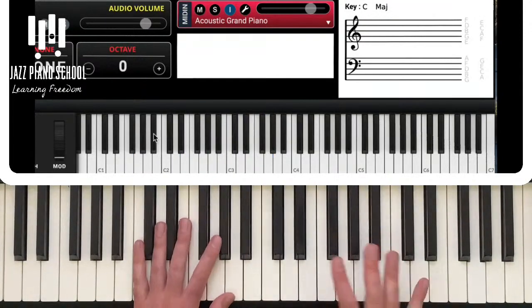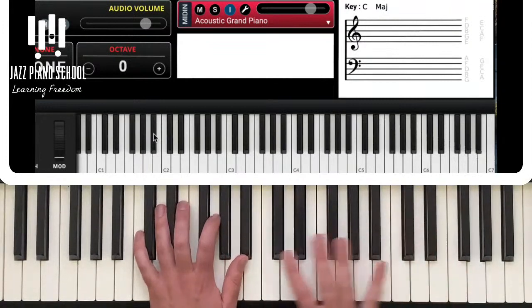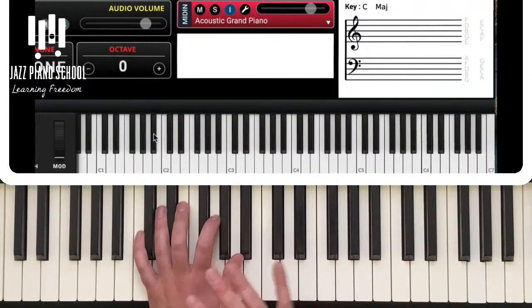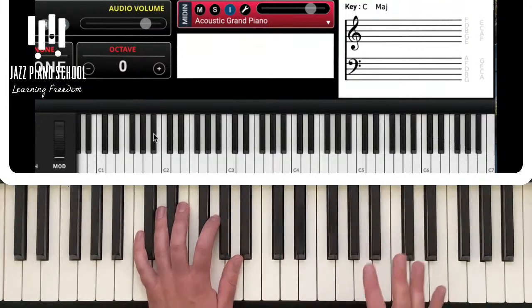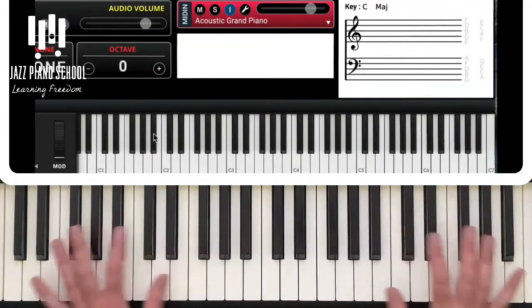So again, what is an upper structure triad? Essentially, it's just a triad of some sort, right? Major or minor, it could be diminished too. There's so many of them. I don't want to give them all to you today. You can find that anywhere on the internet. Just type in upper structure triads. You'll get all the upper structure triads you need.